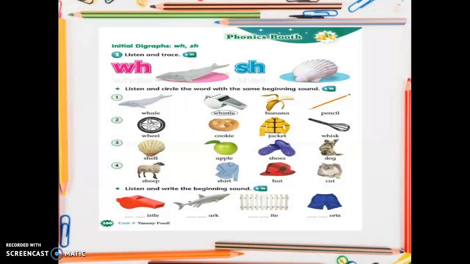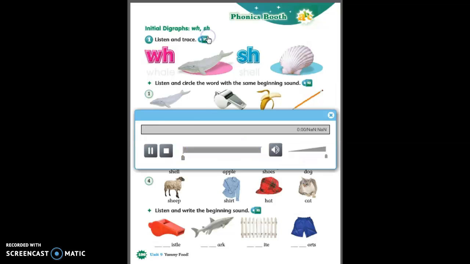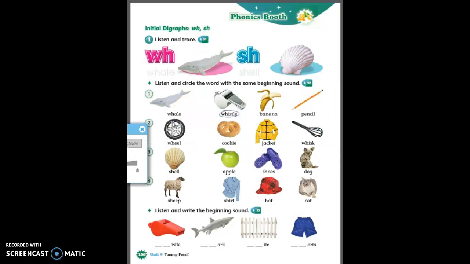Okay, let's go to work on a book. Let's go to work on page 100. And we are going to listen and trace. So we are going to listen to the audio. Track 91. 1. Whale. Shell. Okay, so now you have to trace the words whale and shell.